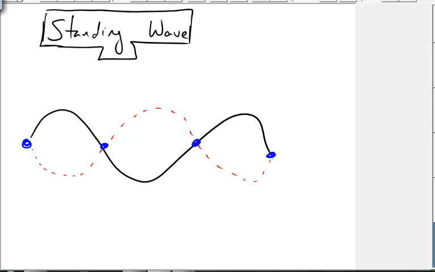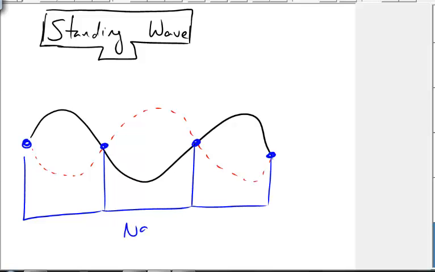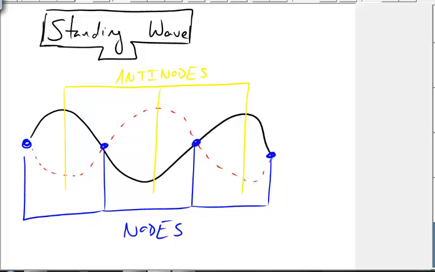And those points, of course, are called nodes. And these other points, where there always appears to be a maximum or a minimum, these are called antinodes. And as a result, you can see these waves, but when you hear a musical note, you are hearing a standing wave. If you don't hear a standing wave, you're hearing a note that is not in tune.